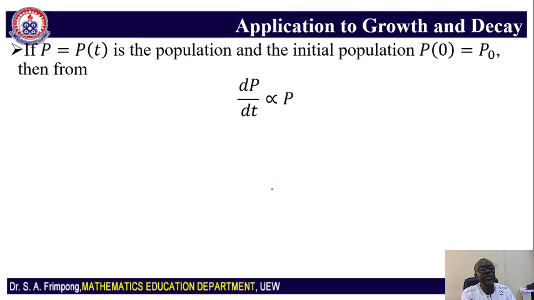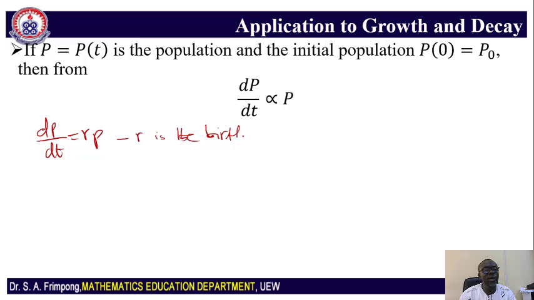If P equals P of t is the population and the initial population P of 0 equals P naught, then from dP/dt proportional to P, we can introduce our equal sign and then introduce the constant of proportionality, which in this case, R, is the birth rate.